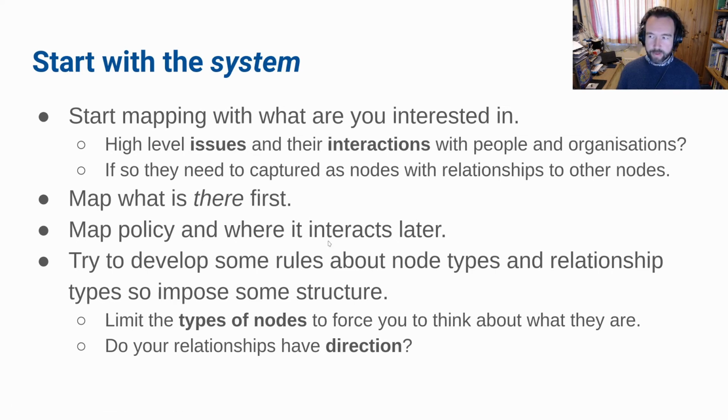It might be useful to develop some rules, maybe not straight away, but certainly relatively quickly, about node types and relationship types, just to give you a bit of structure. That's not too important, particularly initially, but if you limit the types of nodes, like organization, person, policy, documents, it can actually force you to think about what they are a bit more. And also remember, do your relationships have direction? Does that actually matter?